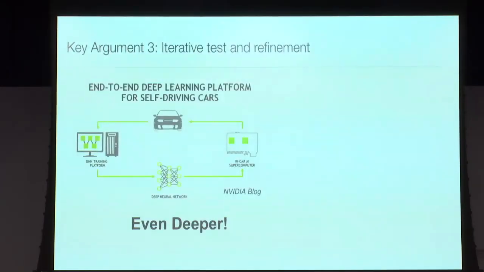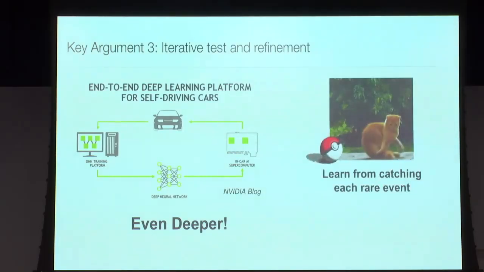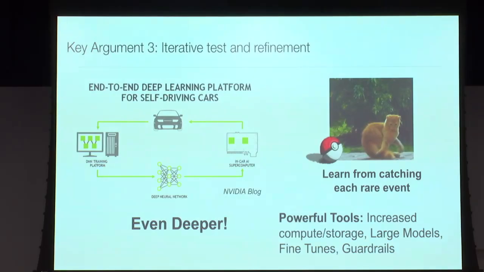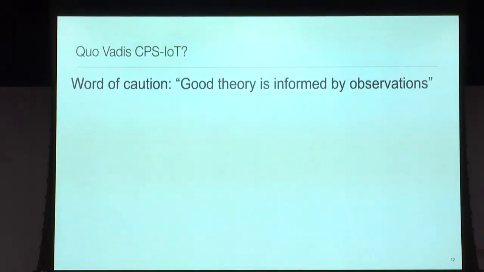If you look at trends in industry, NVIDIA wants to go even deeper. They want input directly, learning output. And the question is, how do you make that safer? So obviously, you've got to learn from catching all these rare events. And the powerful tools we have now: we have increasing compute and storage capacity, we have more overhead, we've got large models that can capture a corpus of information about the environment, the world, and do higher level reasoning. We're getting great at doing fine tunes and building guardrails for all of these things. So the question is, where does the CPS and IoT community go moving forward?